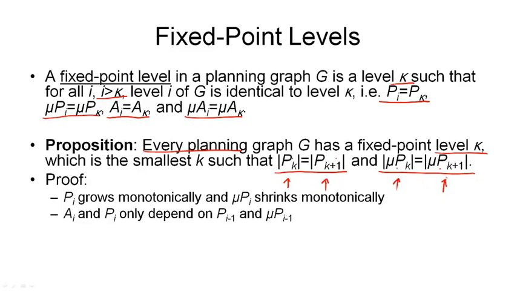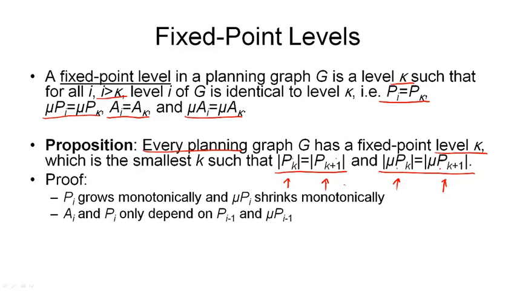Now, if the two proposition layers pk and pk plus 1 are the same, and the mutex relations are also the same, that means the actions that are applicable in pk are exactly the same actions that are applicable in pk plus 1. So that means the same actions exist in action layer ak and ak plus 1. And if they didn't add any proposition symbols from pk to pk plus 1, then there's no reason why they should add any more from pk plus 1 to pk plus 2, and so on.